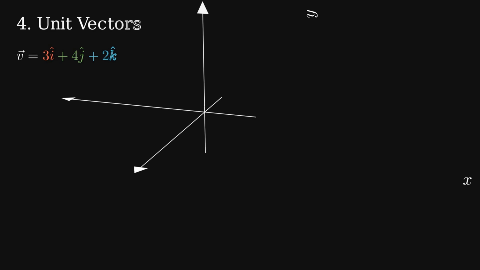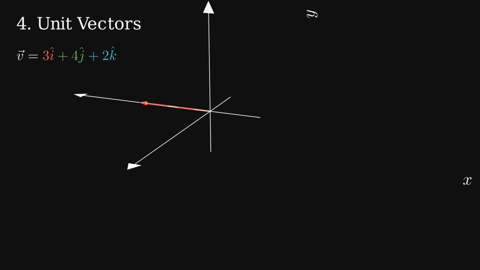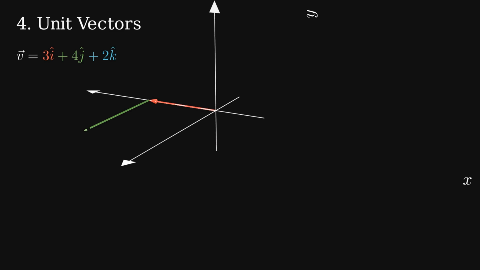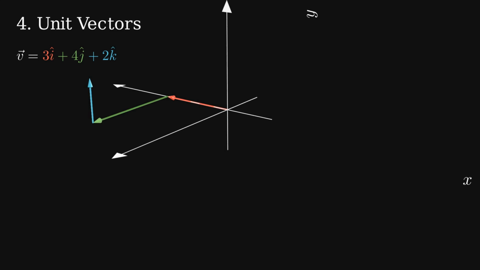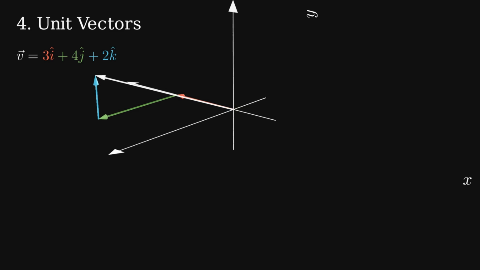Finally, we can break any vector down into unit vectors. Think of these as the building blocks of the coordinate system. We can trace a path moving distance along the red x-axis, shifting across the green y-axis, and finally rising up the blue z-axis to reach our specific point in space.